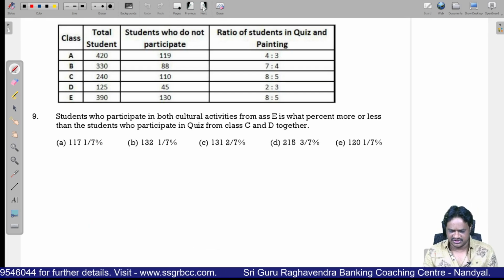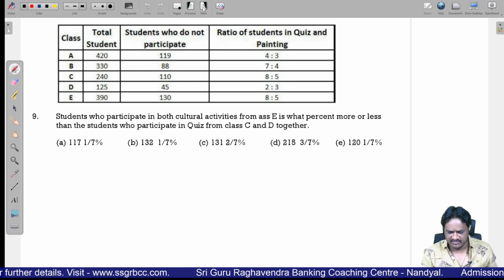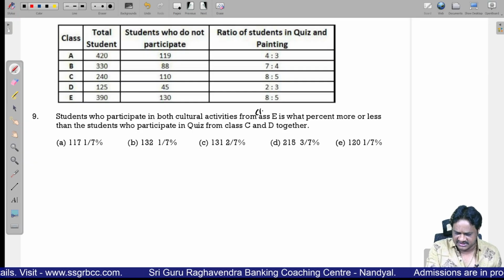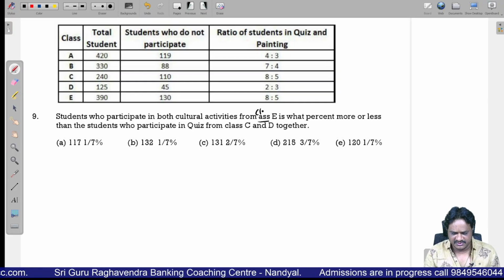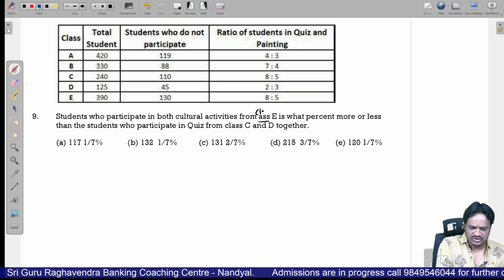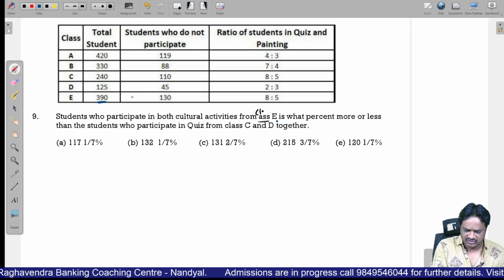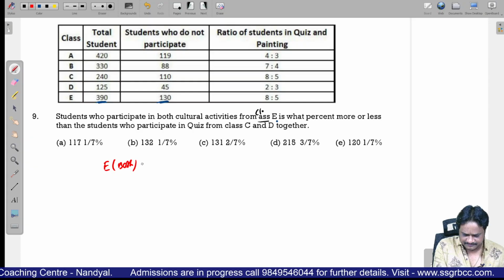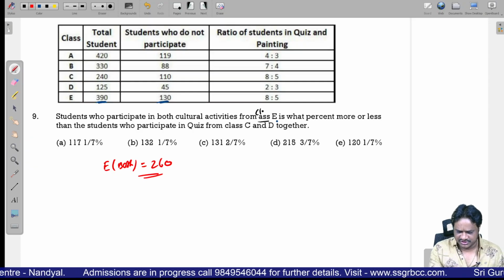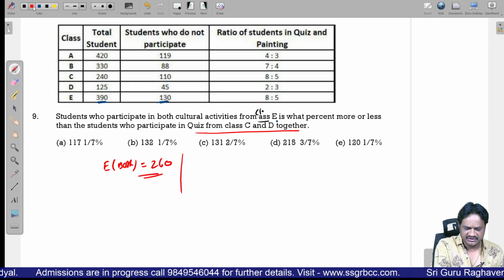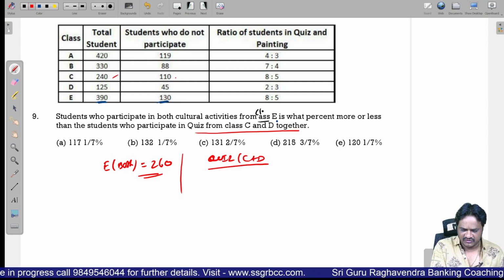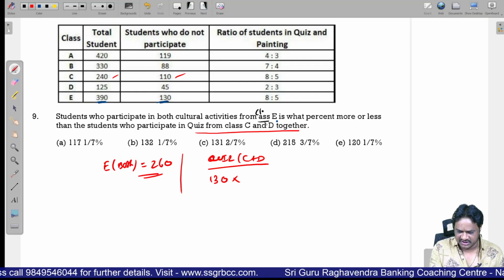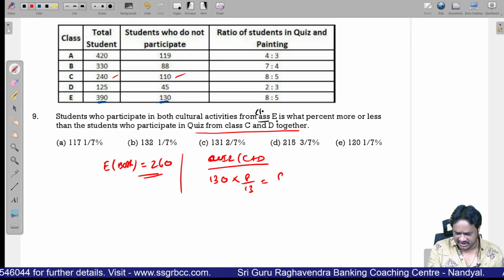Let us see the next question. Students who participated in both cultural activities from class E is what percent more or less than students who participated in quiz of C and D. Now, both cultural activities from class E, out of 390, 130 are not participating. So, E both will be 260. E both is 260. Now, quiz of C and D. We have to calculate quiz value of C and D. Let us take C. Out of 240, 110 are not participating, so 130. In this quiz, 8 by 13, that is 80.